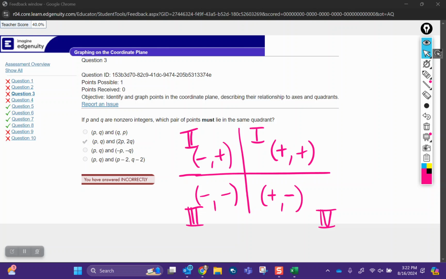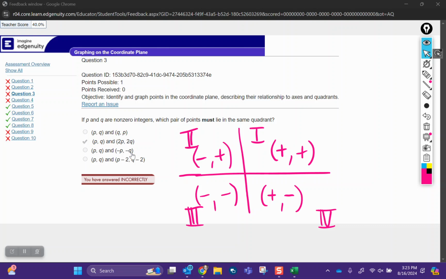In the second option, that's correct. If I take any non-zero integer and multiply it by 2, my sign doesn't change. So that's why that one is correct. Multiplying something by 2 doesn't change the sign. So if P and Q are both positive and you multiply by 2, they're still going to be positive. If P and Q are negative and you multiply by 2, they're still going to be negative. So that means they would stay down here in that case. And if you have one positive and one negative and you multiply by 2, you're still going to have one positive and one negative.